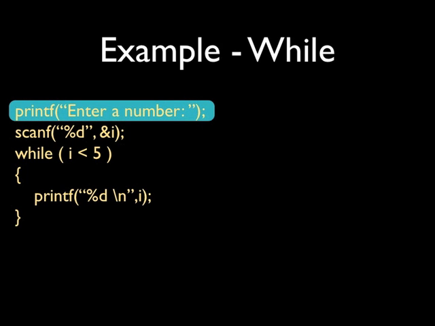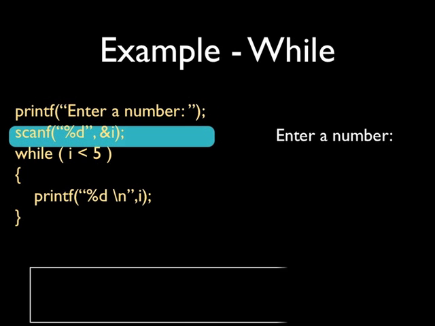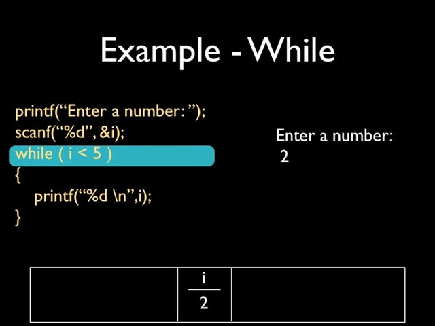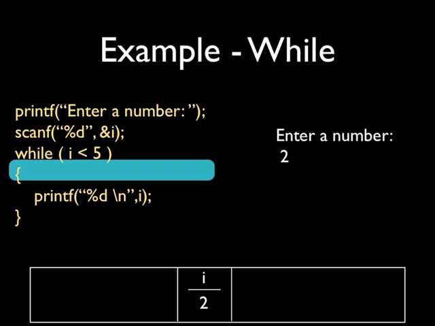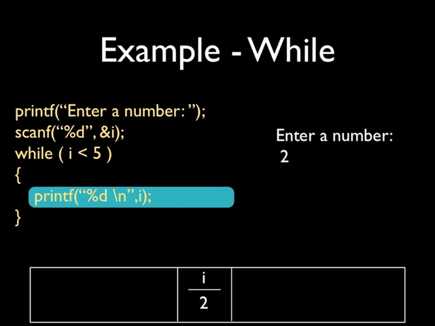So we run through the code line by line. Start with enter a number, so that puts enter a number to our terminal. Type in a value here to read in. So we're assuming we've already got i set up in memory like this. Type in 2, so 2 gets put into our value for i. While 2 is less than 5, we enter into a bracket. So we're entering the loop because that condition is true. Now we're going to print the value of i out to the screen, which is 2.